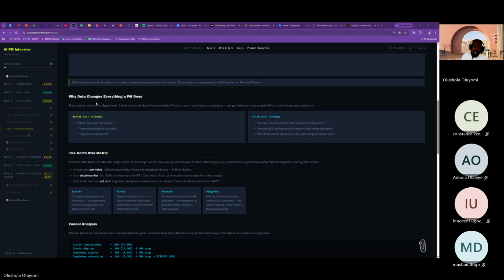I don't have to go into much detail about why data changes everything, because I've explained this over and over again in class. We don't say, oh, we want this feature because I think so, or because the company says this is what we should do. Like I said today, we tested the product with normal users and it works fine, so we could have released, but we needed some level of confidence.